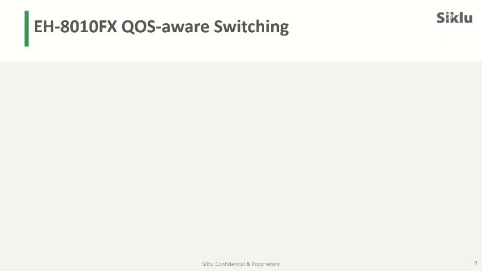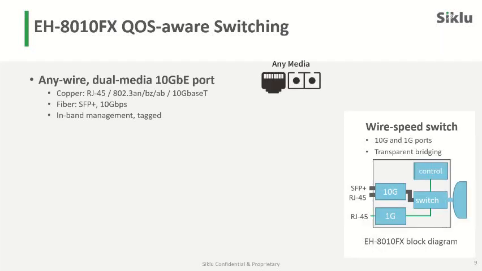So another important feature of the 8010FX is quality of service awareness. If you look at the basic building block of the switch, or of the radio, sorry, you have a 10 gigabit port, which is shown here on the block diagram, basically connecting either the fiber or the copper port into the switch, and from the switch to the modem and the antenna on the right. There is obviously a controller which is built into the radio, and an optional 1 gigabit port.